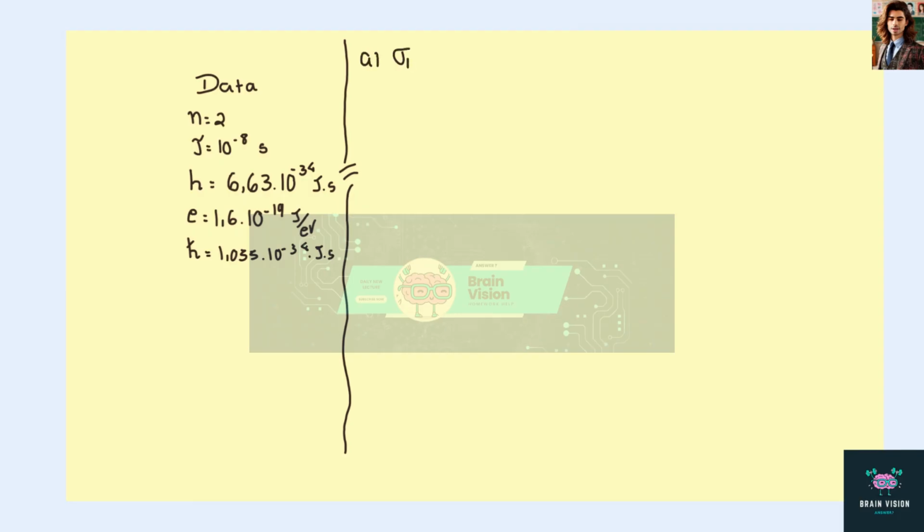To estimate the energy uncertainty, we can use the following relation in the first item. The energy uncertainty multiplied by the average lifetime is bigger than or equal to h bar. Therefore, the energy uncertainty is bigger than or equal to h bar divided by the lifetime. Then, this is equal to 1.055 times 10 to the minus 34 divided by the lifetime of 10 to the minus 8 seconds, and this is equal to 1.055 times 10 to the minus 26 joules.